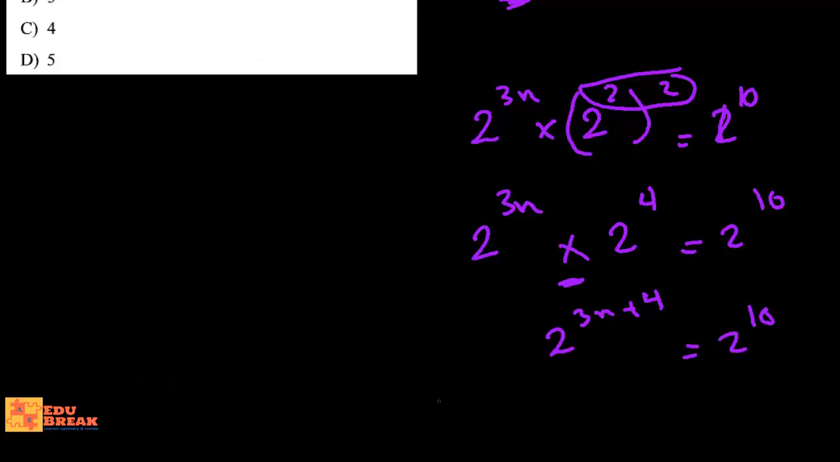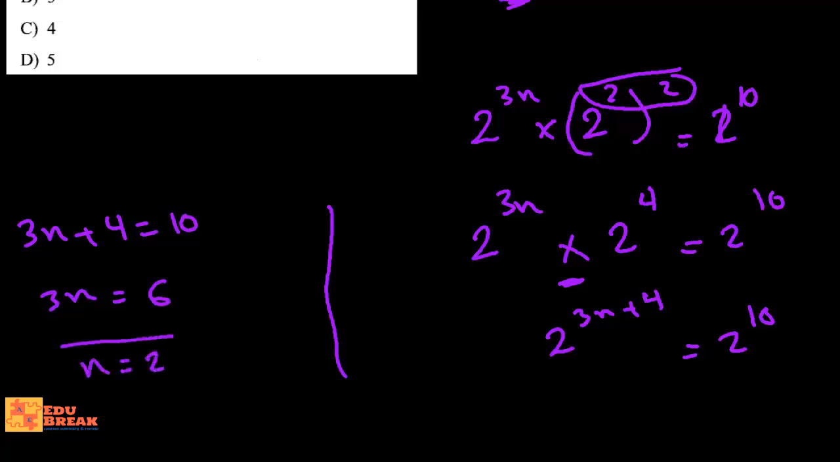Base equals base, so power equals power. So we have 3n plus 4 equals 10. It means 3n equals 6. Divide both sides by 3. So we have n equals 2. So the answer is B. Question 5.